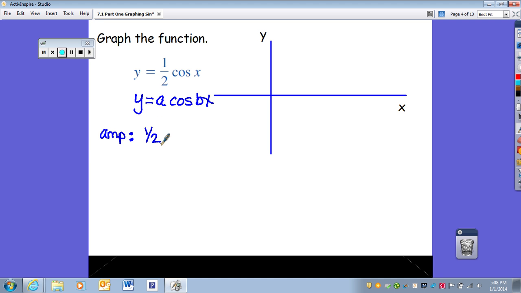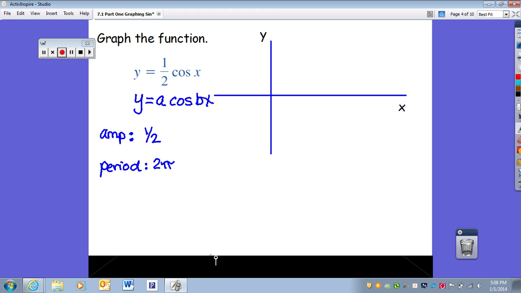So our amplitude is going to be either 1/2 unit up or 1/2 unit down from the center of our function. Next, we want to find the period, or the length of our cycle. Our period is found by taking 2 pi divided by b. Our b value is the coefficient in front of our x, and in this case would be 1. So 2 pi divided by 1 would be 2 pi.